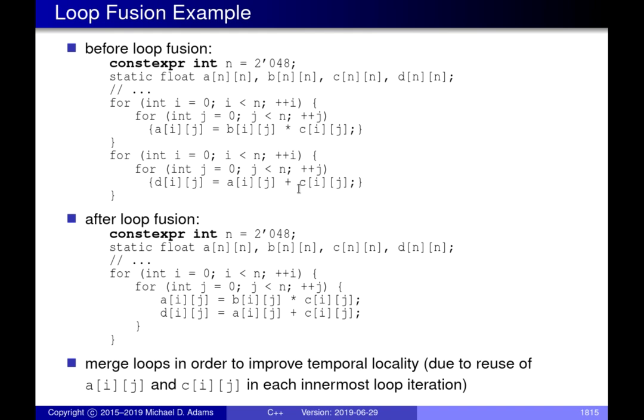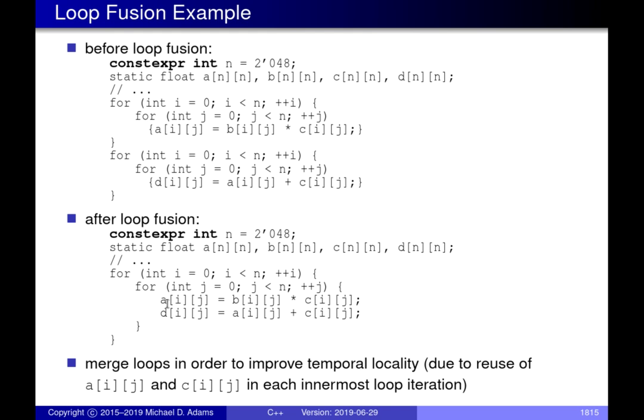Now, if you look carefully at these 2 sets of nested loops, there's nothing that would prevent you from merging these 2 loop bodies together to end up with the code that's shown at the bottom of the slide here. So you've just merged the body of these 2 loops, this line here and this line here, together into the same pair of nested loops.